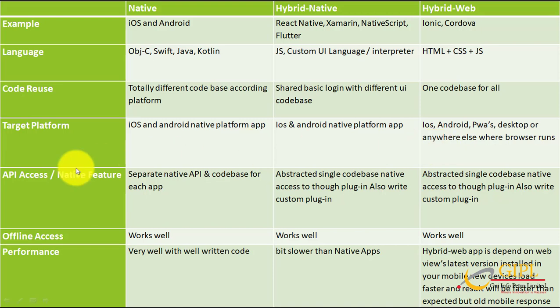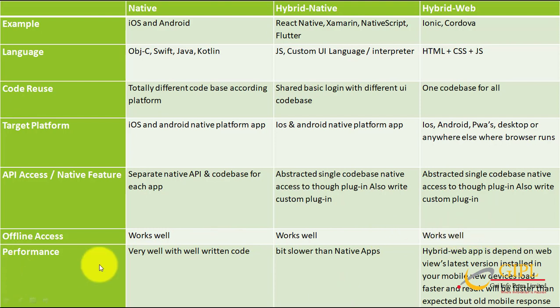API access and native features. A native app has separate native APIs for its code base, whereas hybrid has an abstract single code base for accessing native features using plugins, and developers can also write custom plugins. Offline access. All of them work well in offline mode.